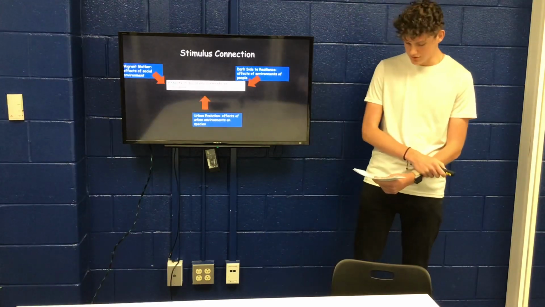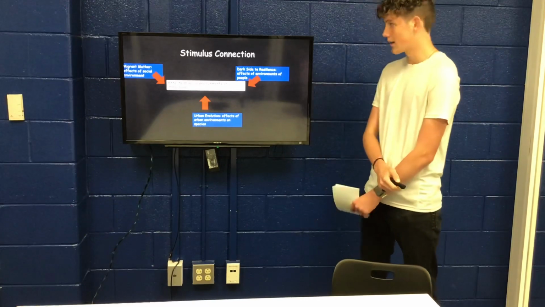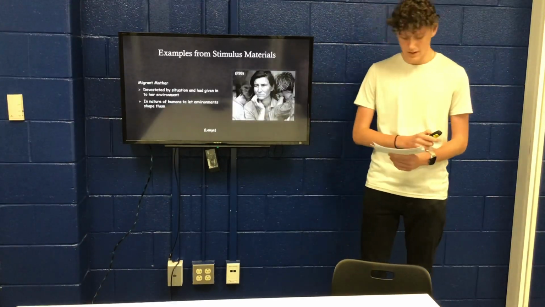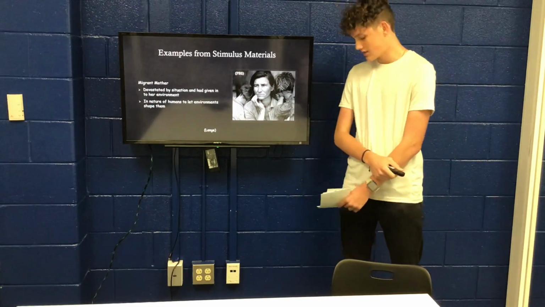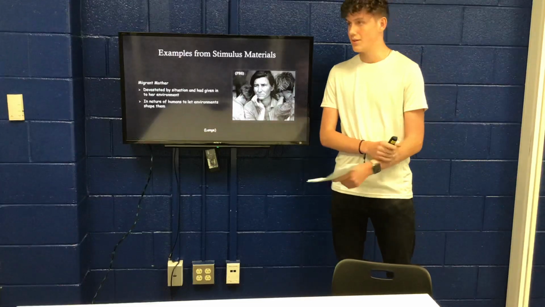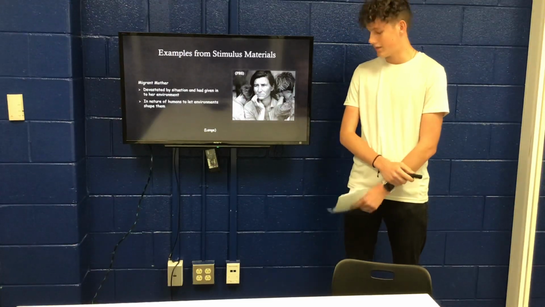The central theme of social environments for this argument came from the sources Migrant Mother, Dark Side to Resilience, and Urban Evolution. In Migrant Mother, the subject faced the Great Depression, causing extreme distress and allowing her to be controlled by her societal environment of that era.